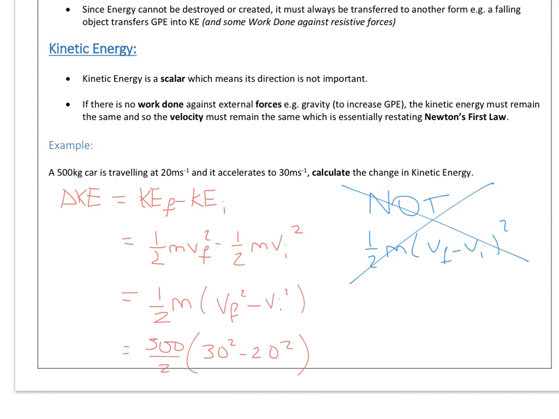We've got two significant figure numbers, so we should express this number as two significant figures. So 1.5 times 10 to the 5 joules, because it's a unit of energy. So that's the change in energy of the system during that acceleration. Okay. So that's kinetic energy.